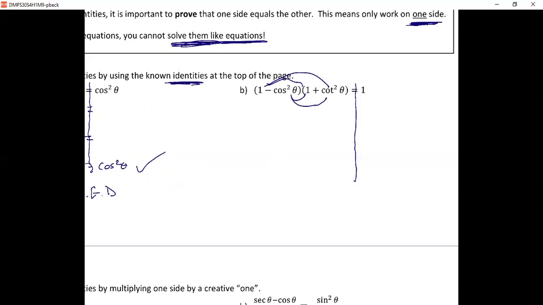So we could do that, and that will work. I have no issues with that. And that's one of the beauties of these problems, that you don't necessarily have one approach. What I prefer to do is to say, okay, 1 minus cosine squared, and it's kind of the hint.